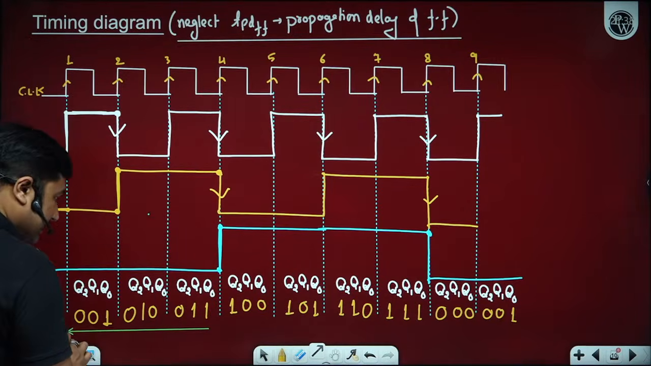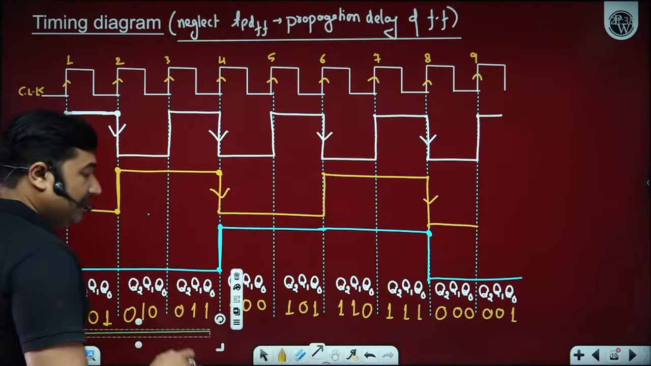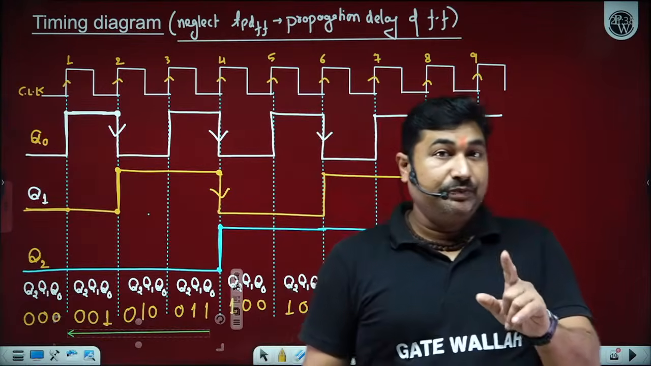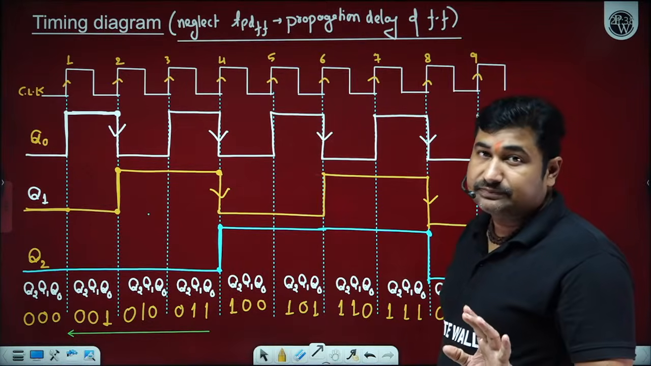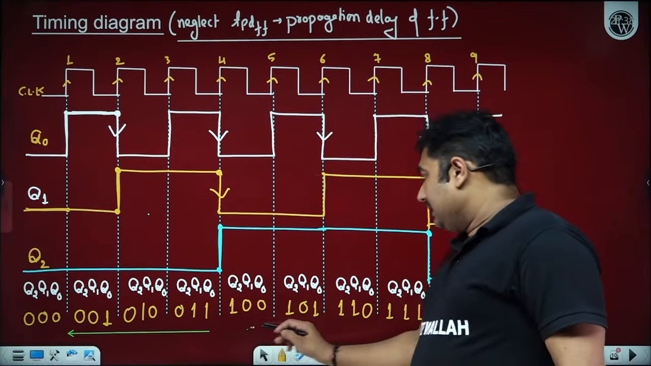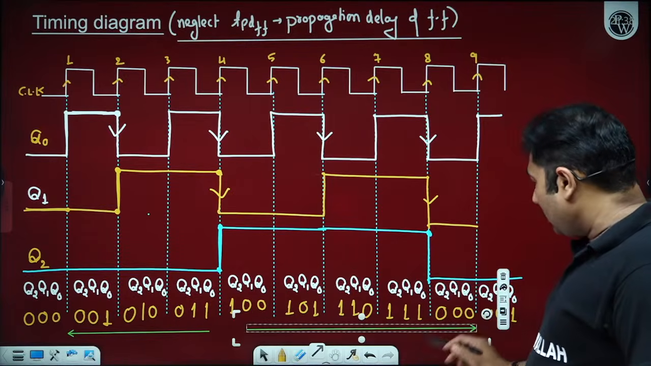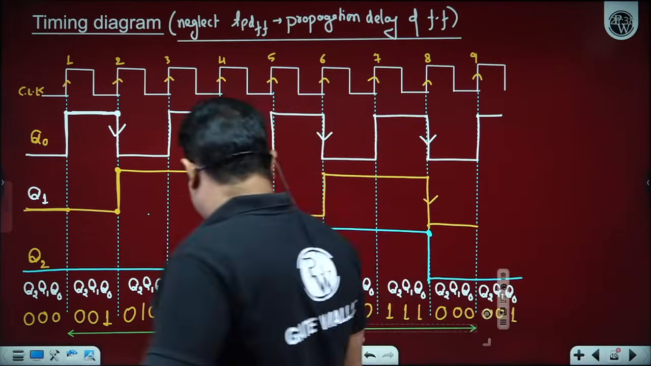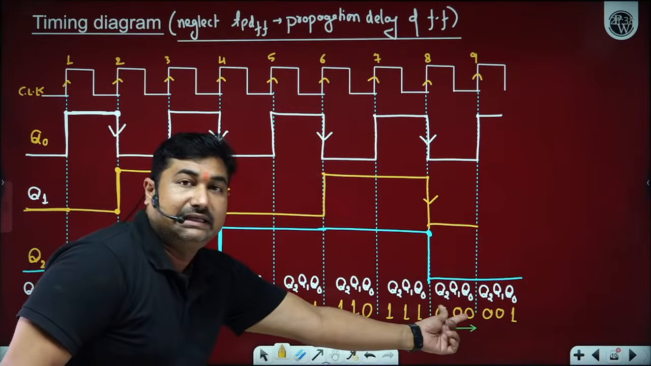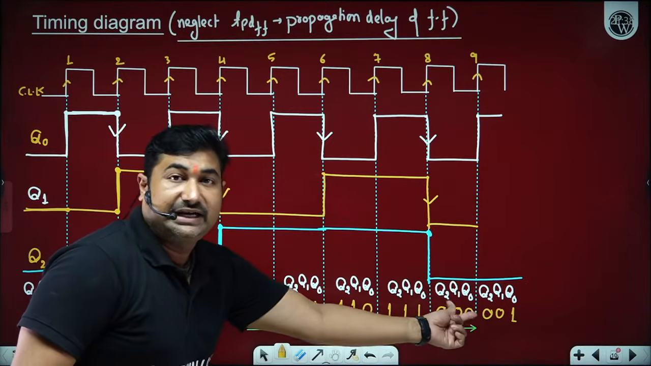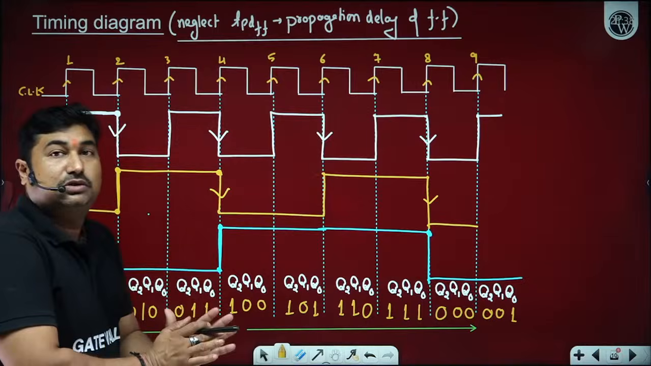We start counting the state after applying the clock pulses. Very important line: always start counting the different states after applying the clock pulse. Is it okay? Yes, sir. So after applying the clock pulse, how many different states? The binary of 1, 2, 3, 4, 5, 6, 7, 8. On the 8th condition, we are getting 0, 0, 0. So 0, 0, 0 is also a state.